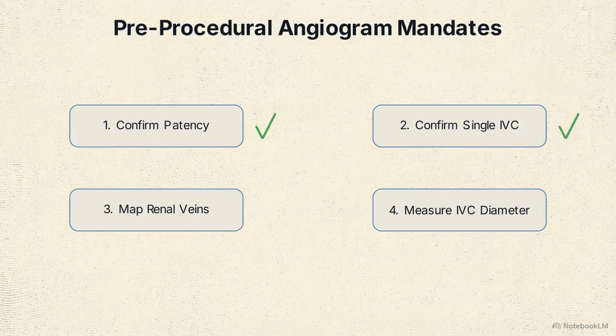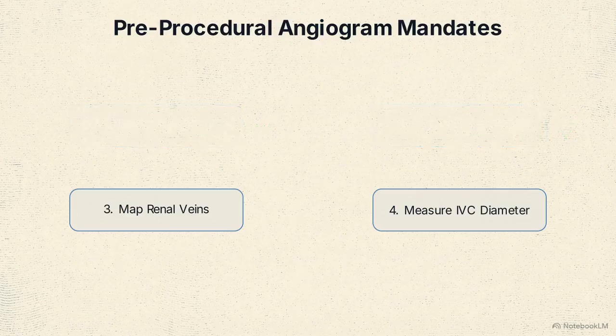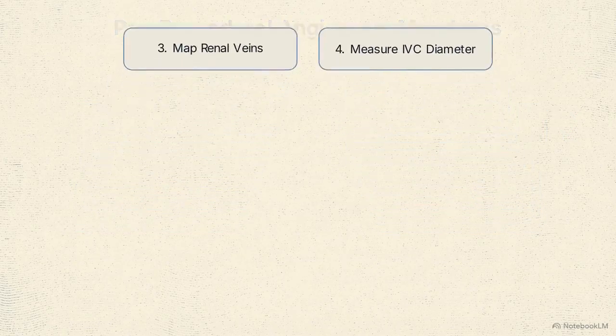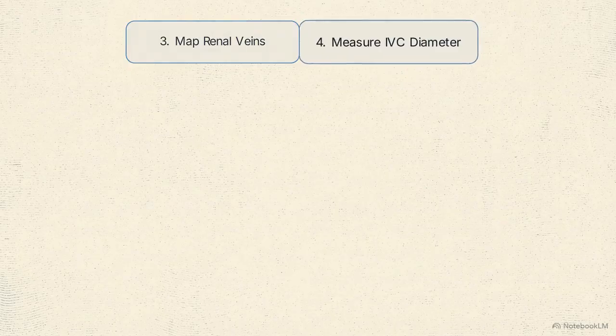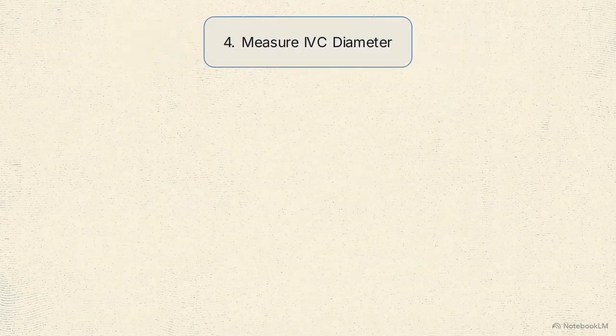This clinical flowchart maps the final two mandates of the initial angiogram. The operator must map the precise anatomical location of the renal veins and measure the exact diameter of the cava. That diameter measurement dictates hardware selection.